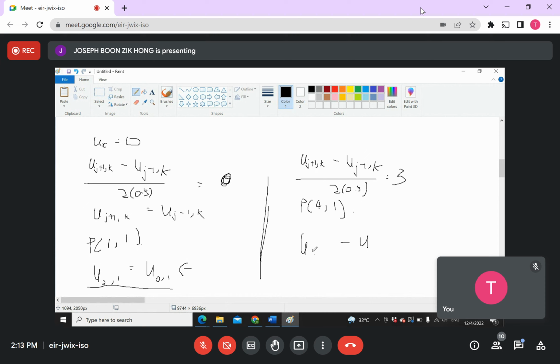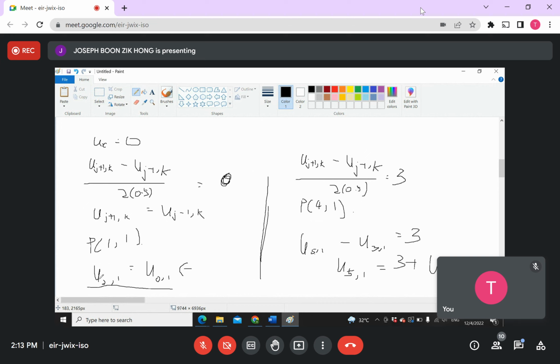Okay, you will have P51 minus U31 equal to, this one is 1, so you will get 3. So that means I eliminate my U51 because I don't need to find U51. It will be 3 plus U31.